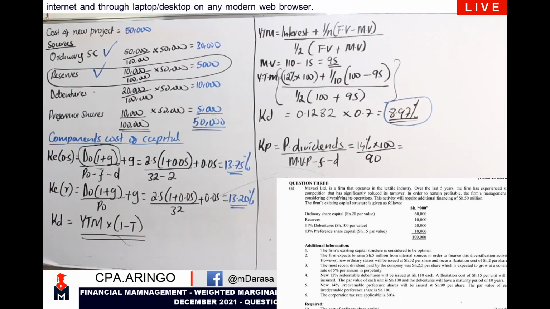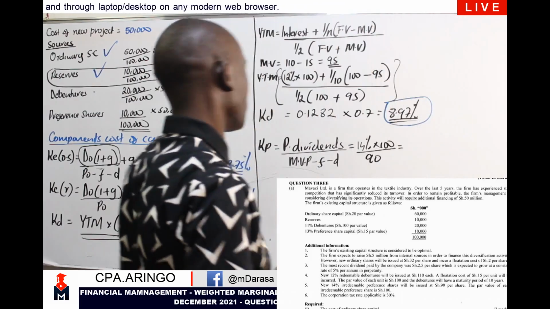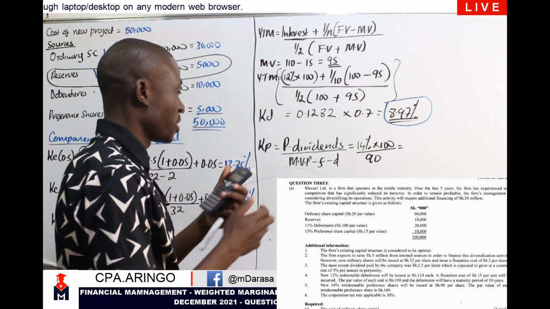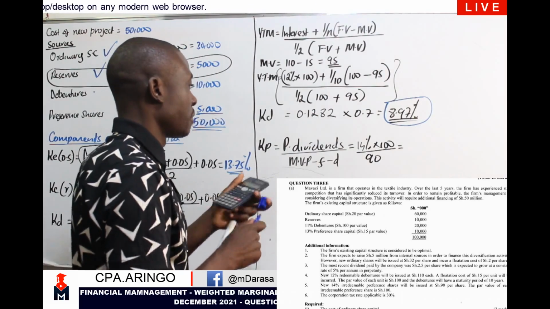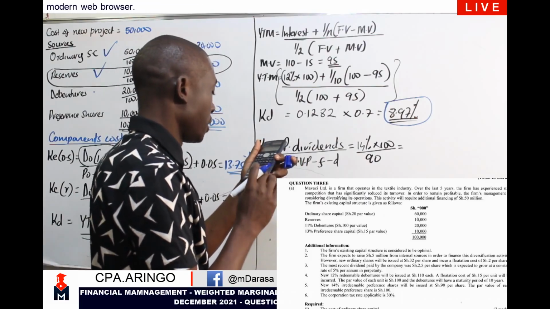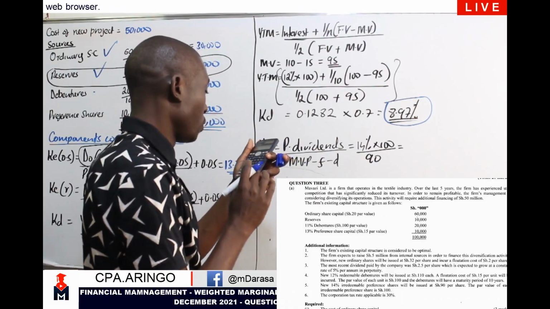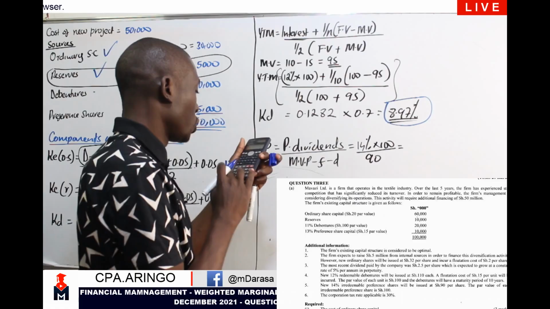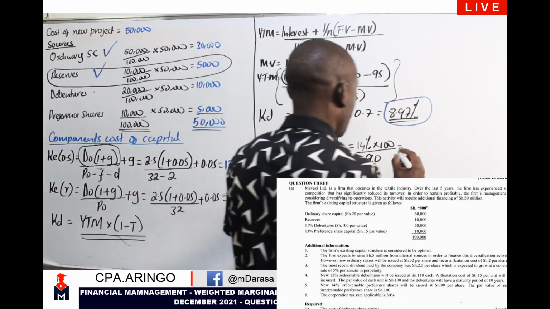So in this case, we are talking of 14%. So I'm having 0.14 times 100. We divide by 90, which in that case, of course, should give us 15.56%.